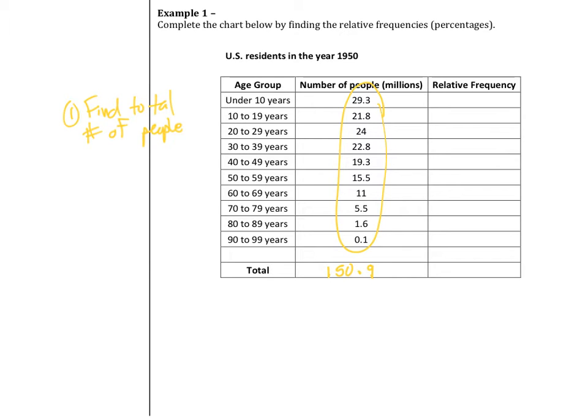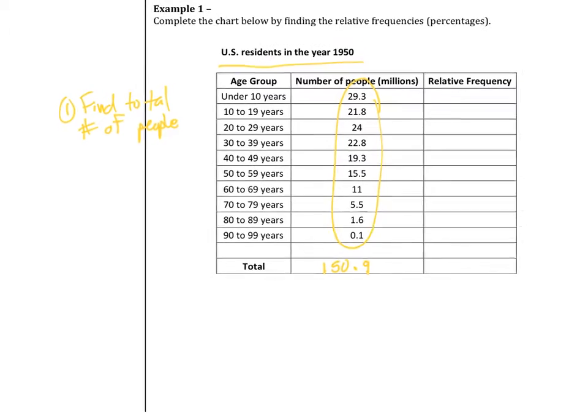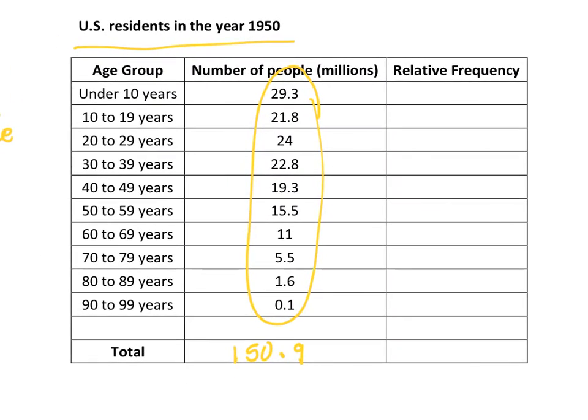And this is the residents in the U.S. in 1950. So the relative frequency is what percent of people are in there. To find the percent or the relative frequency of people under the age of 10, you would take the number of people under the age of 10, so 29.3 million, divided by how many people there are in the entire country, so 150.9. And the relative frequency is 14.4.